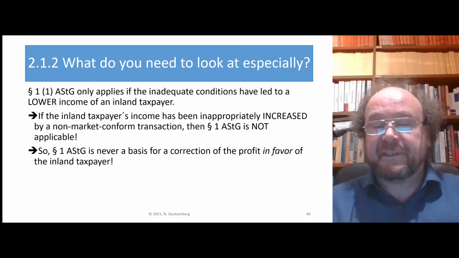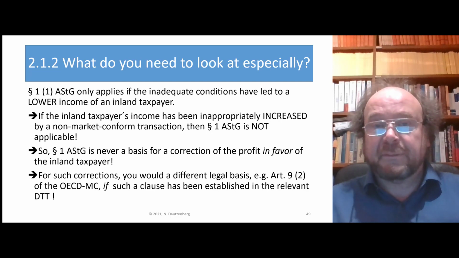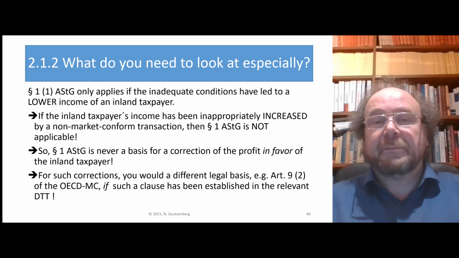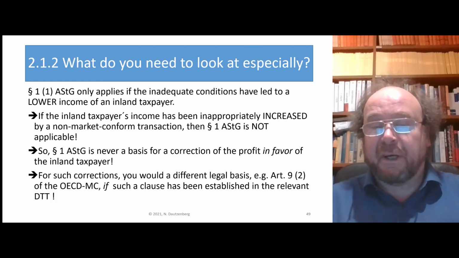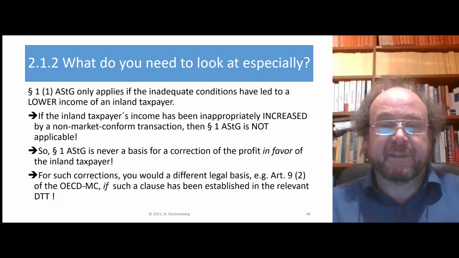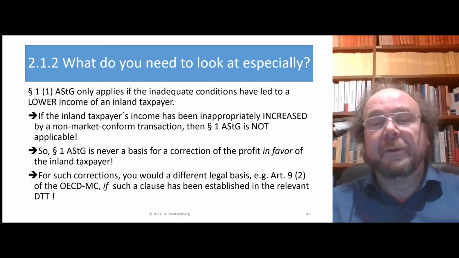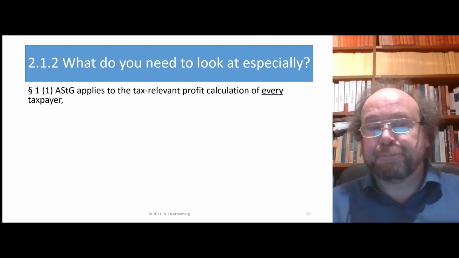In such a case, you can only look for other legal basis, which allow you to correct the profit down to a market-conform extent. That might be found, for example, in Article 9.2 of the OECD Model Convention, but not every German double taxation treaty contains a parallel to Article 9.2, and so that might be problematic.